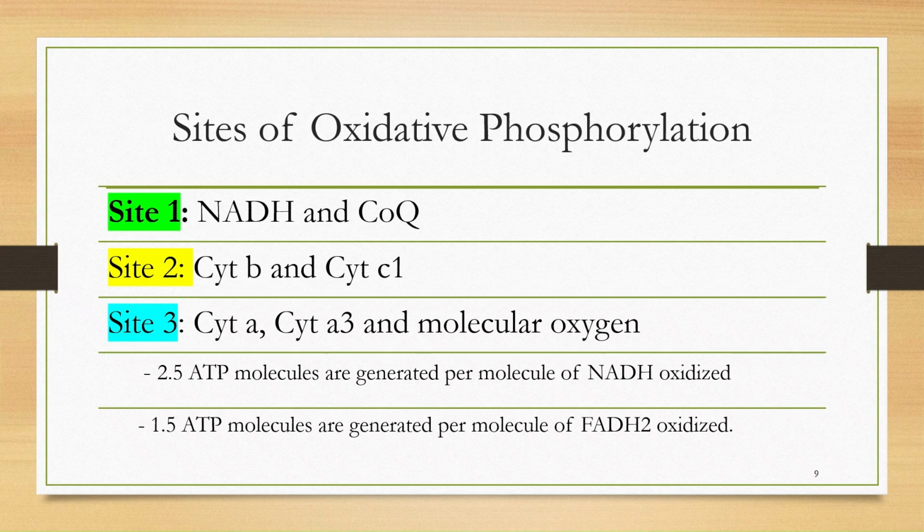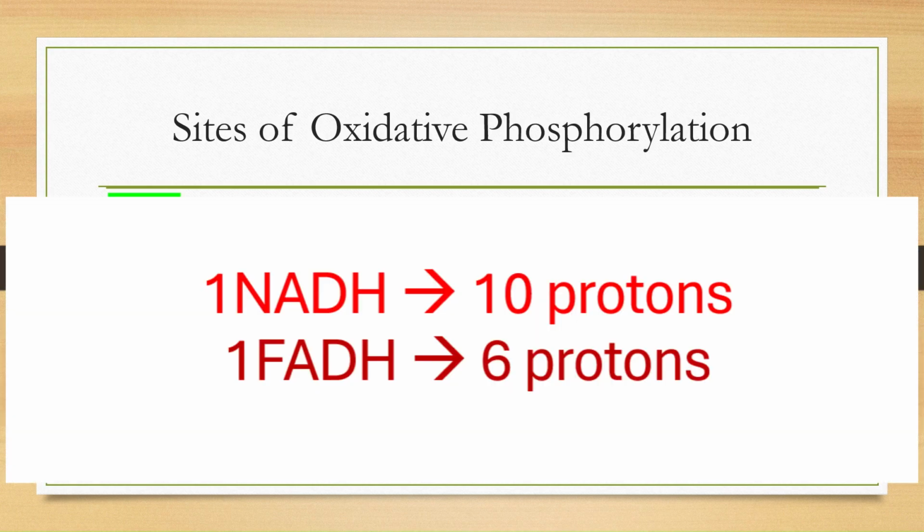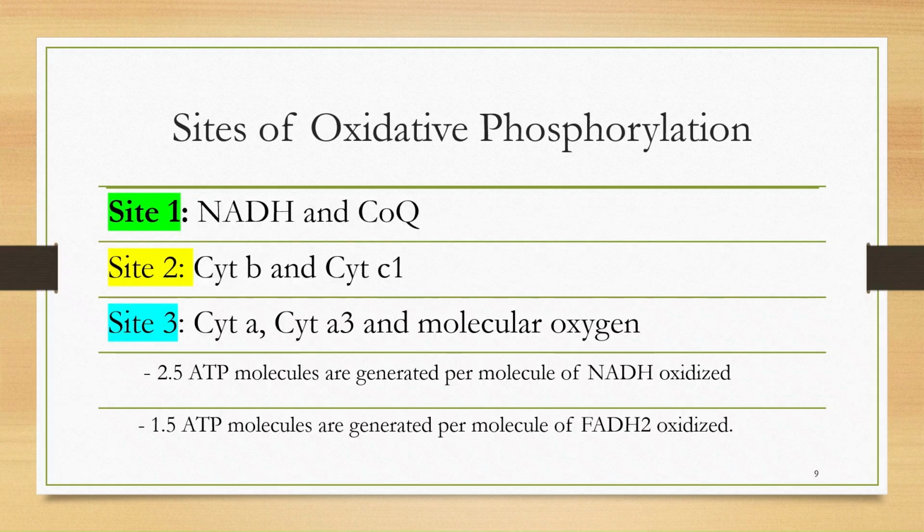You see that there are 10 protons that are pumped into the intermembrane space, because NAD itself, which is complex 1, site 1 causes the pumping of 4 protons, site 2 causes the pumping of 4 protons, and the last one causes the pumping of 2 protons. So altogether you have 10. And then when FAD comes in, remember FAD is in complex 2, and complex 2 does not contribute any pumping of protons. That's why you have minus 4 protons, which causes it to produce less ATP than NAD.